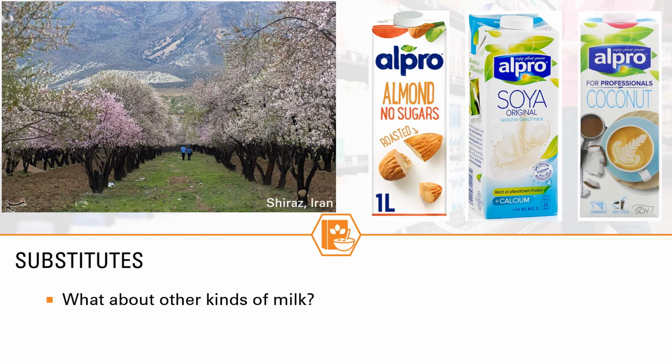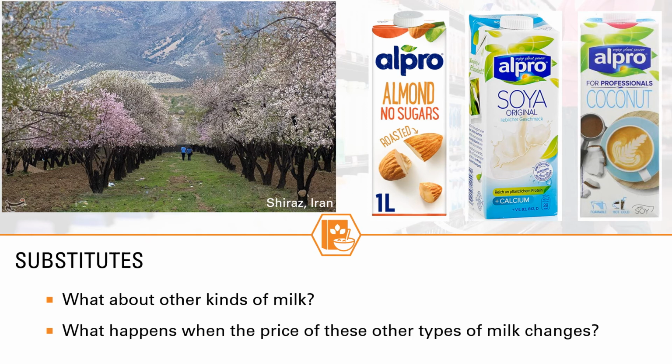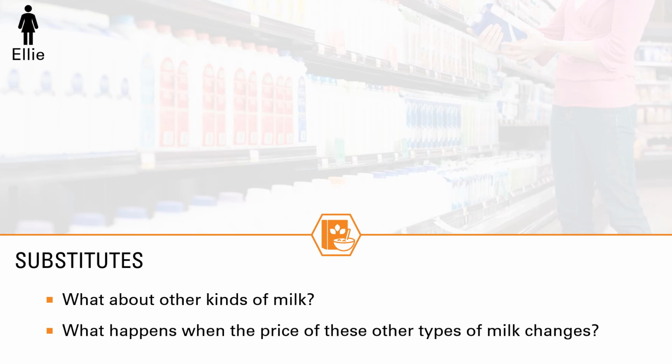And these things can substitute for regular cow's milk, right? And the price of these things can have an effect on what happens to the demand for cow's milk. So that's a question that we're going to ask at this point in time. What happens when the price of these other types of milk changes? And again, we'll use the same approach. We'll look first on what happens to these milks first, and then what happens to our main good in question, which is cow's milk.